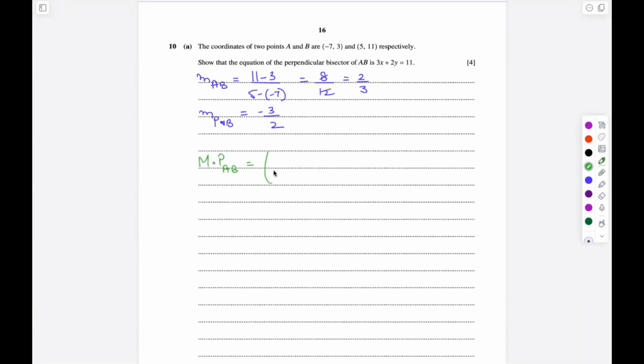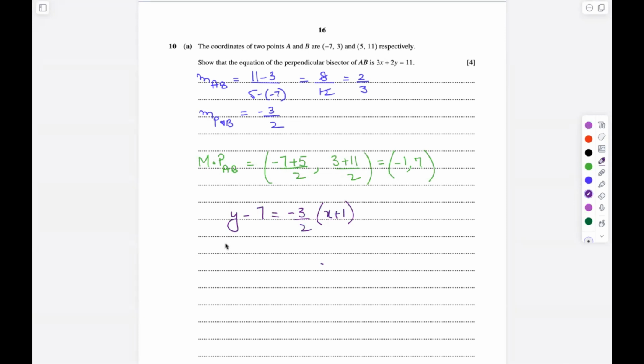The formula for the midpoint is ((x1 + x2) upon 2, (y1 + y2) upon 2). So that is ((-7 + 5) upon 2, (3 + 11) upon 2). Simplifying this, we'll get -2 upon 2, which is -1, and 14 upon 2, which is 7. Once we have the midpoint and the gradient of the perpendicular bisector, the equation will be y - y1, which is 7, equal to the gradient m, which is -3 upon 2, times (x - x1). So as x1 is -1, this will become minus minus, which is a plus 1.